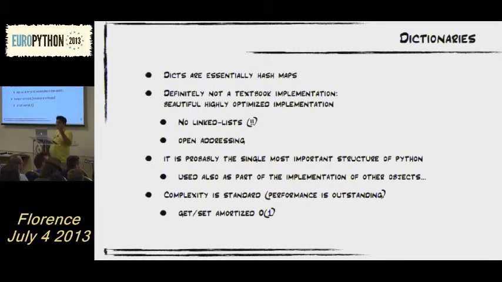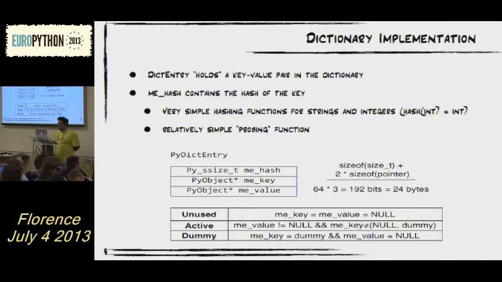And complexity is standard, of course. So we have get and set in amortized O(1). And this is the actual implementation. We have a dictionary. This is Python 2. This was recently changed in the latest Python 3 implementation. But in Python 2 we still have this structure with a hash, a key, and the value, okay?